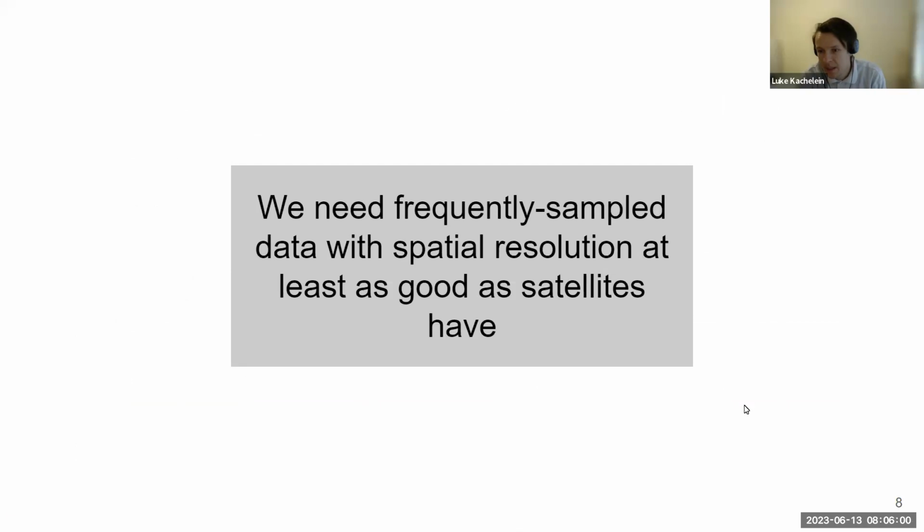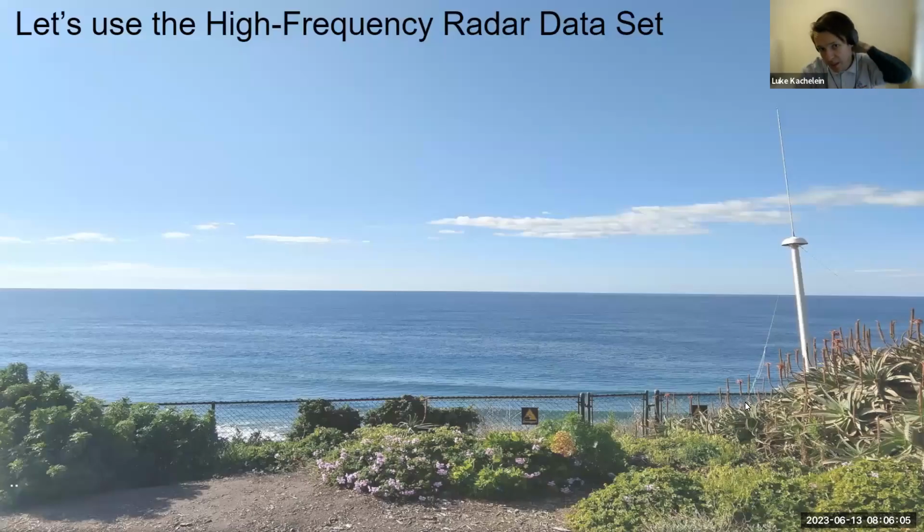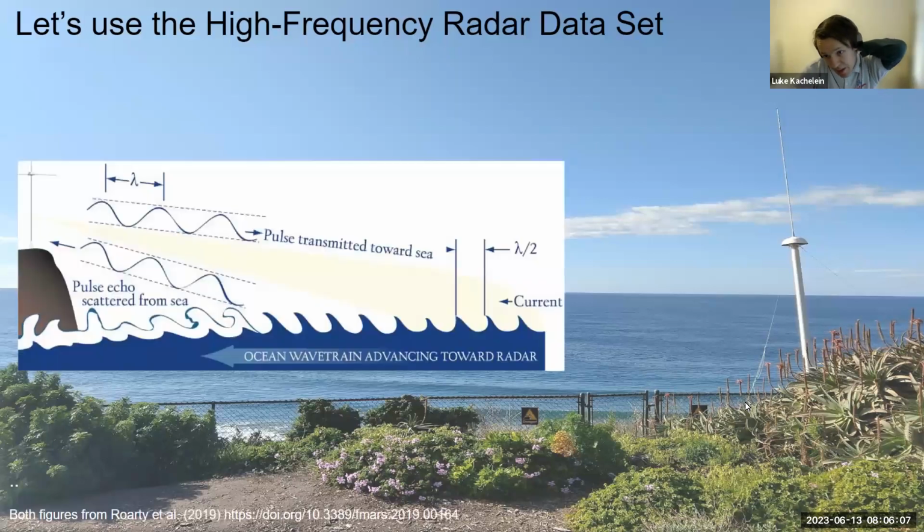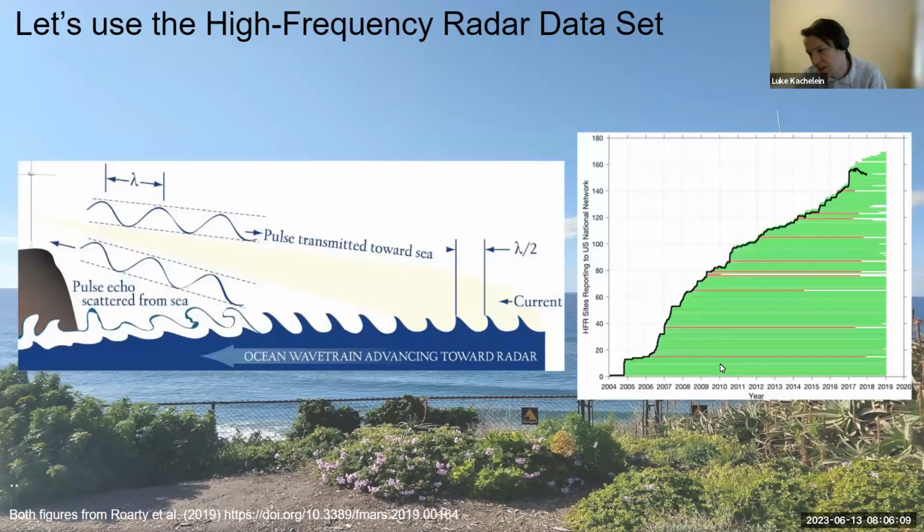So we need frequently sampled data with spatial resolution at least as good as satellites have, and that's where the HFR network comes in. And so just a little overview of the system is probably due. I think we've talked about this already not long ago in the webinar series, so I'll keep it fairly short. But basically, we have the antenna on the shore, a pulse transmitted to sea, which uses Bragg scattering, I think.